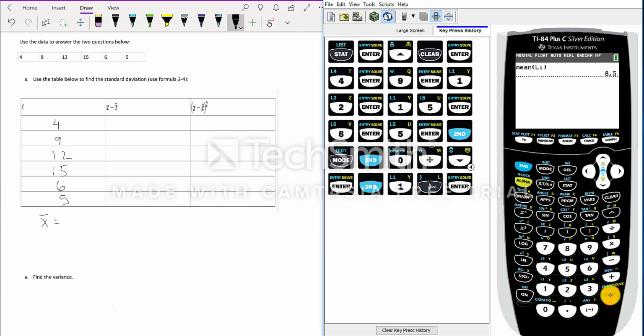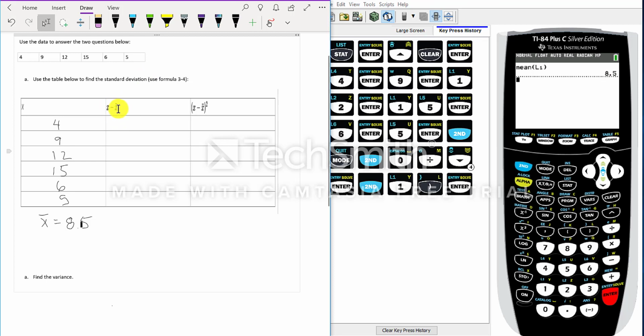That's going to give us back 8.5. So x bar is equal to 8.5. Now we're going to find the value minus the mean, and we're going to do this in the L2 column. So this one was under L1, and x minus x bar is going to be under L2.